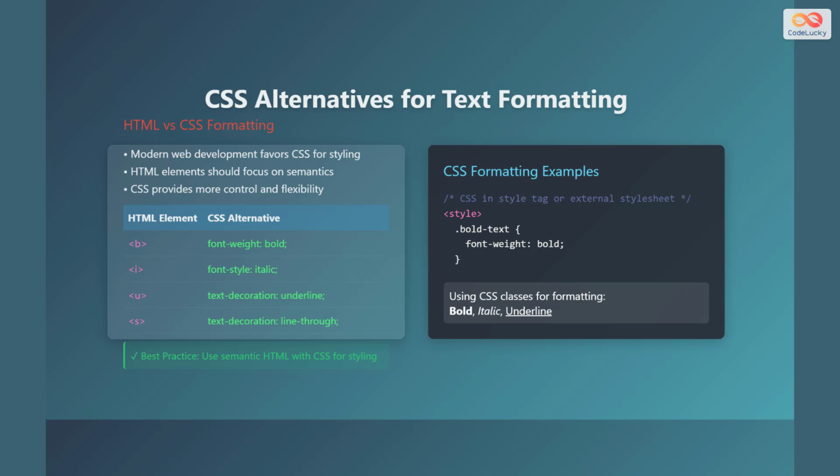The code example shows CSS rules for various text formatting options. Here's how the example might be used. You can use CSS classes for formatting and, for example, apply bold, italic, and underline styles to text using span tags.